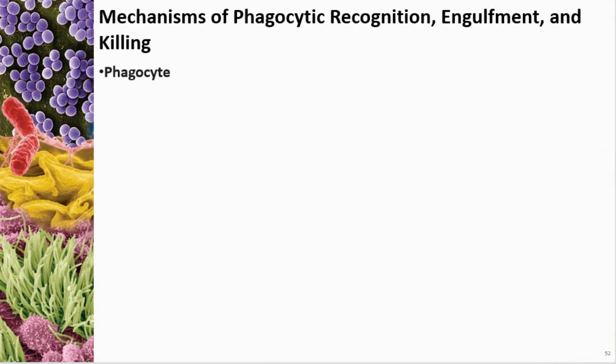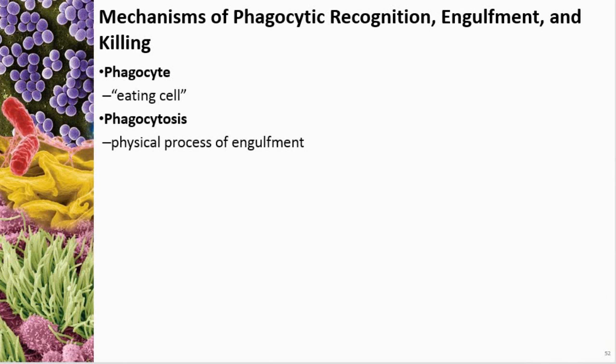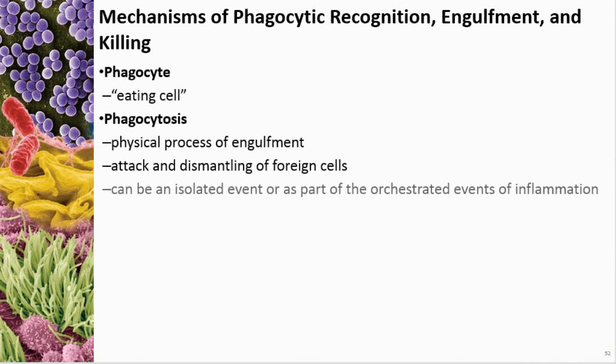So let's talk about how the phagocyte actually goes about destroying a pathogen. Phagocytosis literally means eating cell, the act of doing the eating, right? So it's the attack and dismantling of the foreign cells. And this phagocytosis can happen with one cell all by itself as it encounters a pathogen, or it can be part of a greater set of events called inflammation.